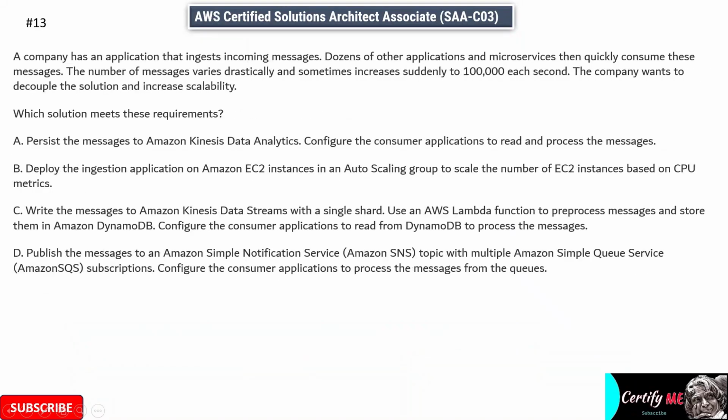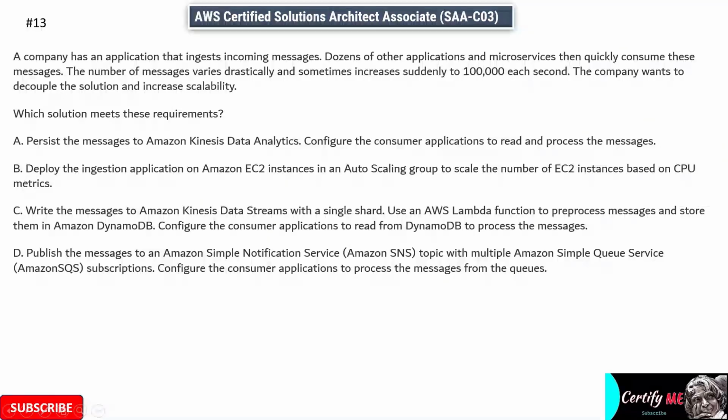A company has an application that ingests incoming messages. Dozens of other applications and microservices then quickly consume these messages. The number of messages varies drastically and sometimes increases suddenly to 1 lakh each second. The company wants to decouple the solution and increase scalability. Which solution meets these requirements?